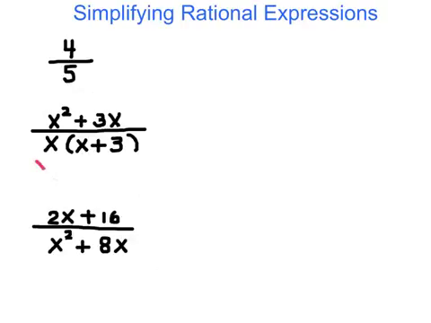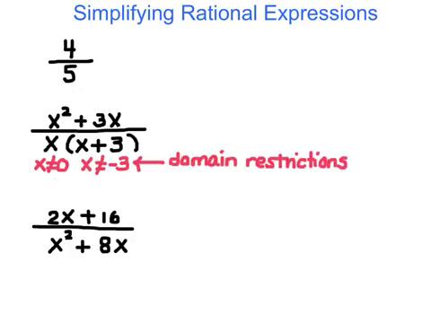That means that x can never equal 0, because if x is equal to 0, this x right here will become 0. This will become 0 plus 3, so this will be 0 times 3, which makes the denominator 0. X also cannot equal negative 3, because if x is equal to negative 3, negative 3 plus 3 is 0, and we end up with a 0 times this x, which is negative 3. We end up with a 0 in the denominator. So what you see here are our domain restrictions. In these expressions, x represents our domain or input, and the domain restrictions tell us that x cannot equal 0 and it cannot equal negative 3 in this rational expression.